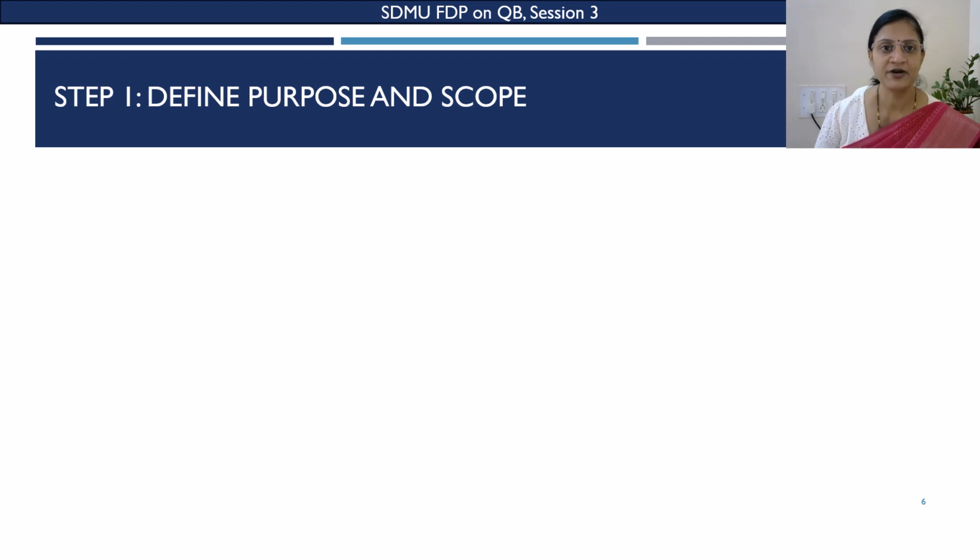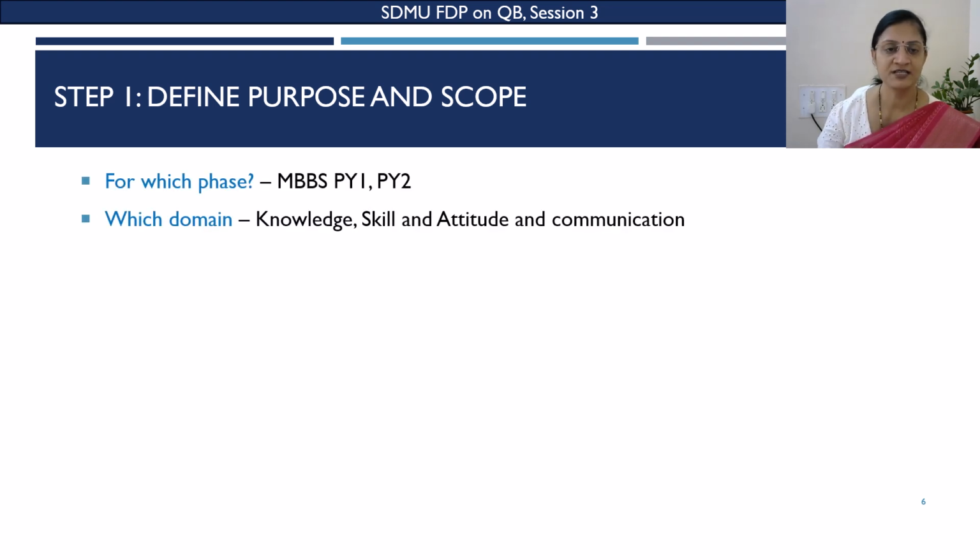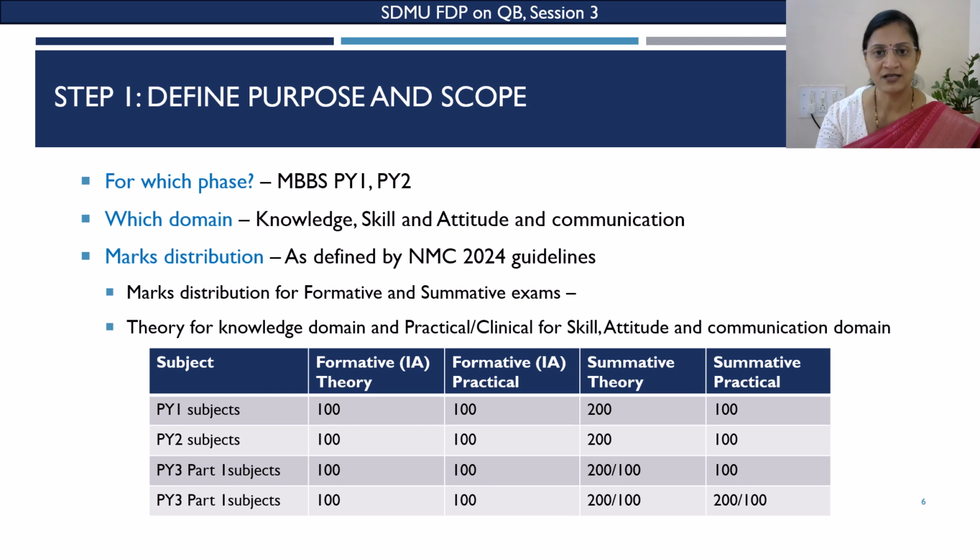Now the step 1 is to define purpose and scope of assessment. That is, first identify for which phase we are doing it, MBBS, PY1, 2 or 3. Secondly, which domain are we assessing? Knowledge, skill, attitude or communication. So which domain we are assessing, accordingly we are going to create different weightage and different blueprinting. As of now we are concentrating mainly on the knowledge domain for theory question paper setting.